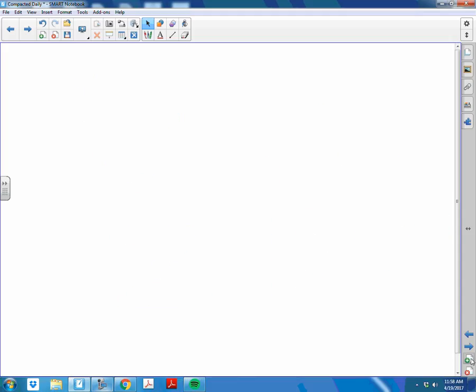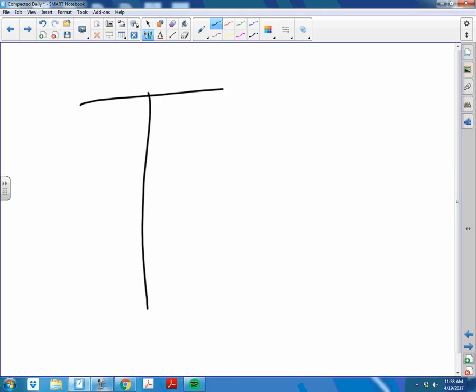Okay? Now, we also need to be able to find slope from a table. Now, when you're finding slope from a table, you can simply take a coordinate grid and graph the points and find the rise over the run. But there are times where that is not a reasonable way to solve.